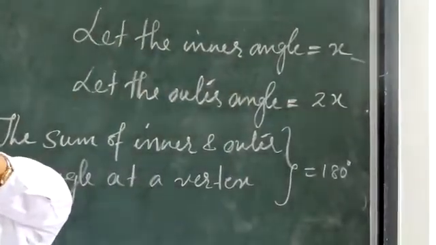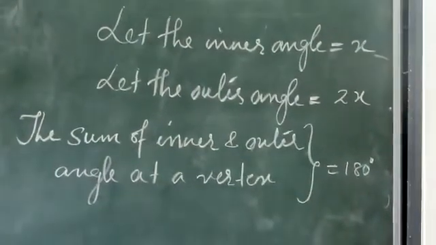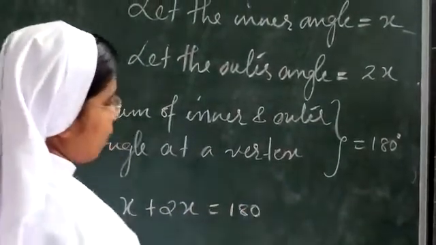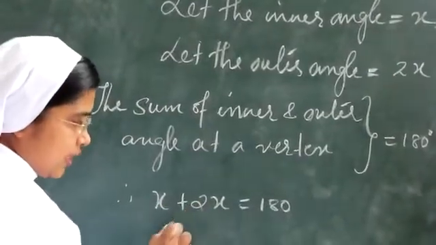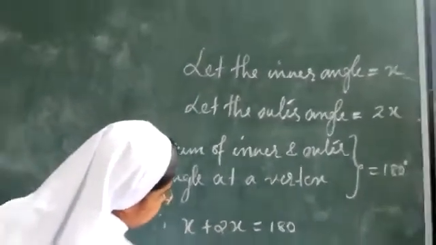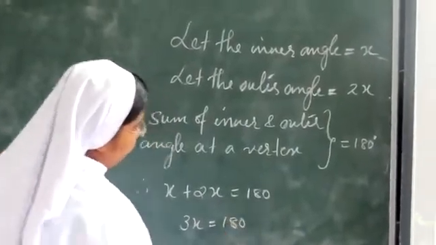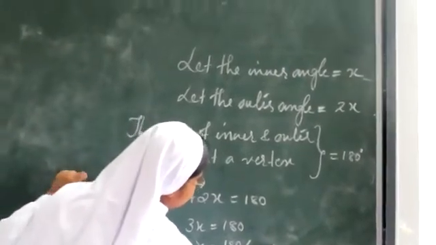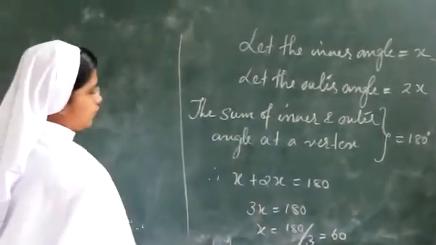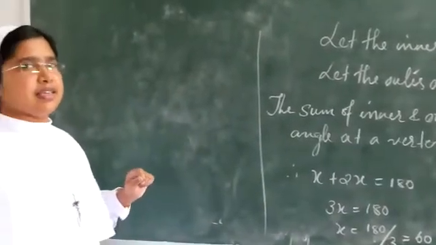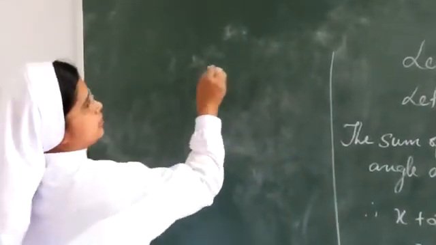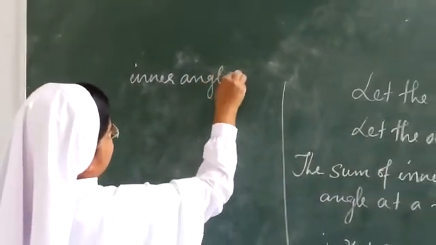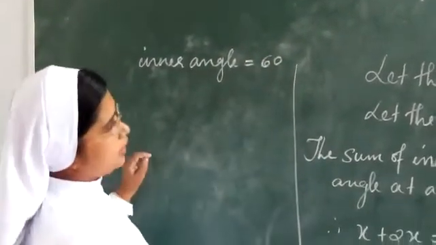So what has to be the sum? 180. Therefore x plus 2x is equal to 180. x plus 2x is 3x. 3x is equal to 180. Therefore x is equal to 180 divided by 3, that is equal to 60. So we got x. x is the inner angle. So the inner angle is equal to 60.